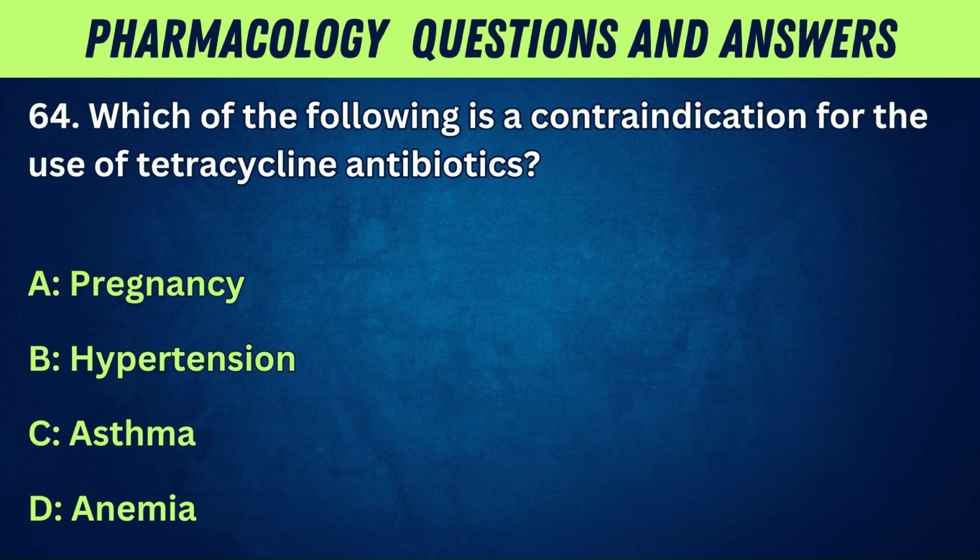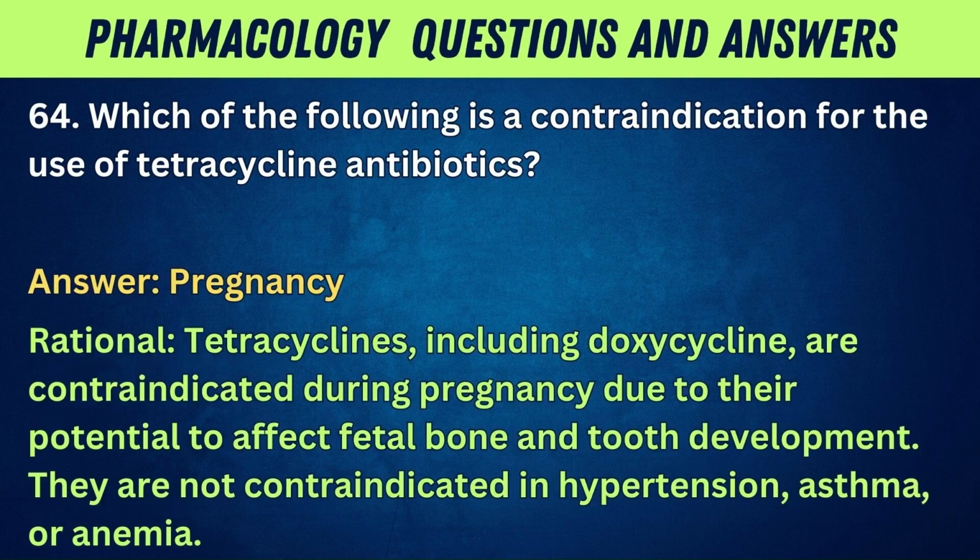64. Which of the following is a contraindication for the use of tetracycline antibiotics? A. Pregnancy. B. Hypertension. C. Asthma. D. Anemia. Answer: pregnancy. Rationale: Tetracyclines, including doxycycline, are contraindicated during pregnancy due to their potential to affect fetal bone and tooth development. They are not contraindicated in hypertension, asthma, or anemia.